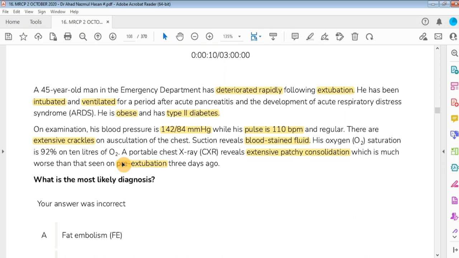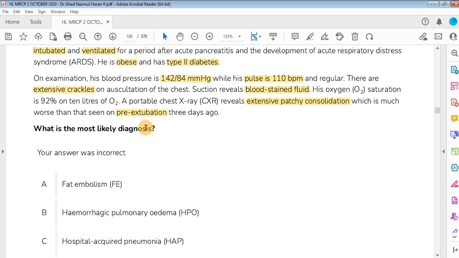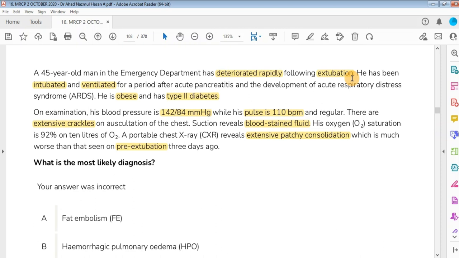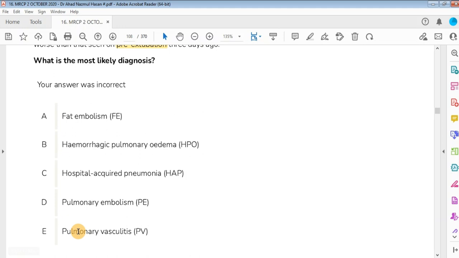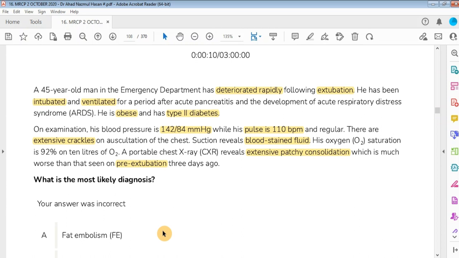Yeah, the pulmonary edema. So basically the patient was on intubation and ventilation for acute pancreatitis, and ARDS developed as a result of this acute pancreatitis as a part of acute complication. And following the extubation, the patient deteriorated further. There were more extensive crackles, more reduction in the oxygen saturation, and extensive patchy consolidation. So the features of deterioration have occurred following the extubation. So what may be the most likely diagnosis here? Can it be pulmonary vasculitis? No. So B, hemorrhagic pulmonary edema.